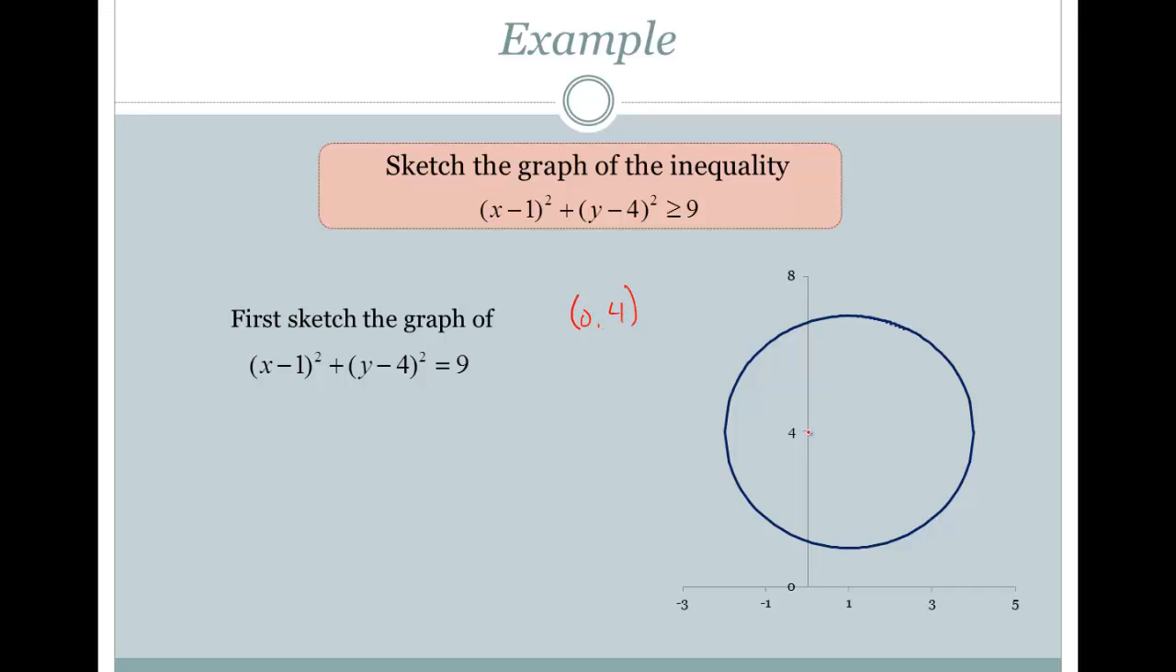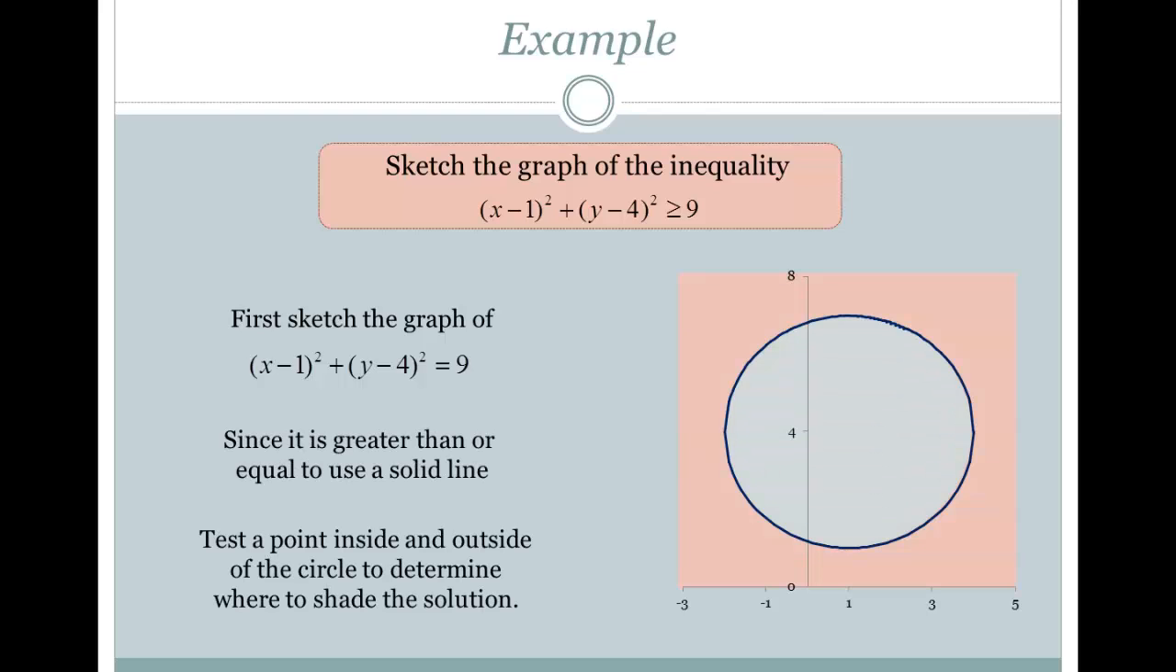(0, 4) is inside my circle, so let's see if I want to shade inside or outside of the circle. If I plug in that point, I get negative 1 squared plus 0, which equals 1. Is that greater than or equal to 9? No, it isn't. So I want to shade outside of my circle. All points on the circle and outside of it are going to satisfy this inequality.